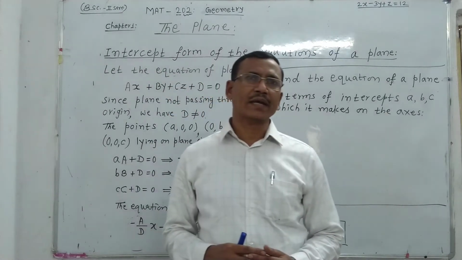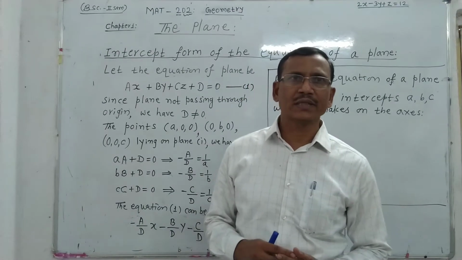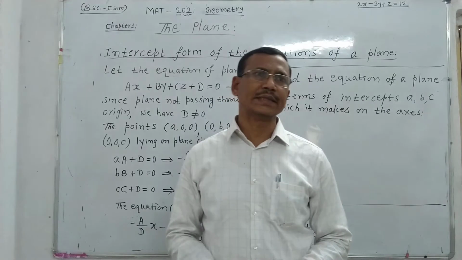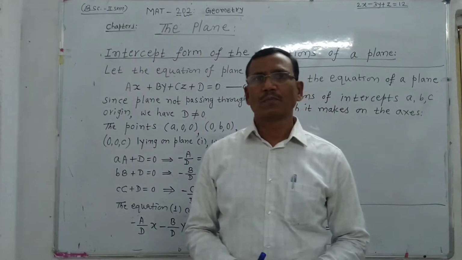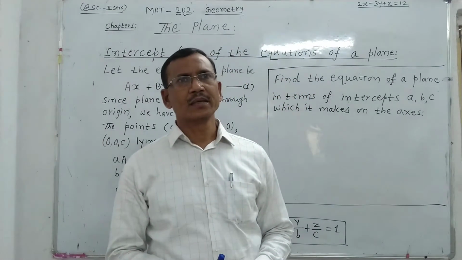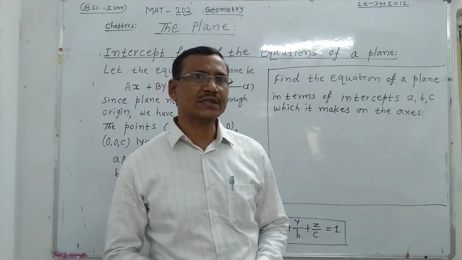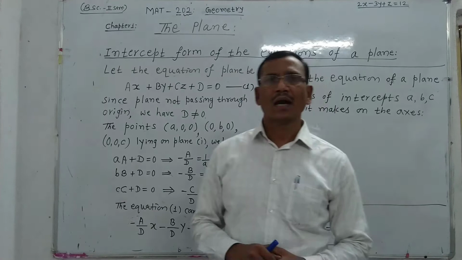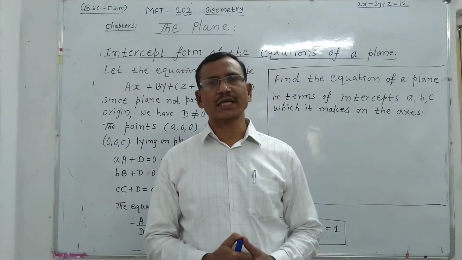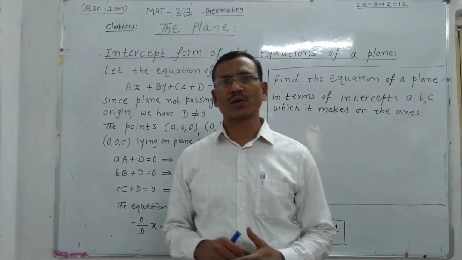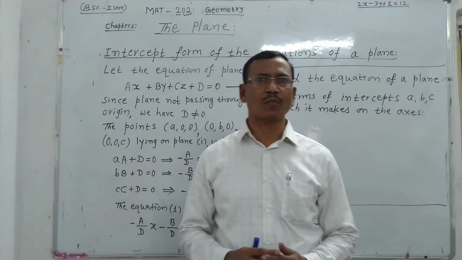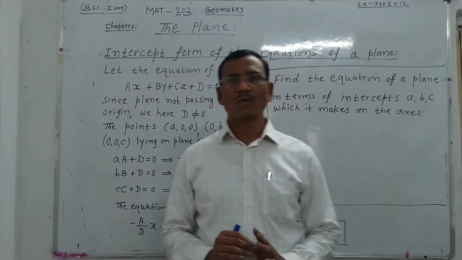And the equation of plane in normal form is given by lx plus my plus nz equals p. In this equation, the coefficients of x, y, z, that is l, m, n, are the direction cosines of a line which is normal to the plane. And small p is the perpendicular distance of plane from the origin.